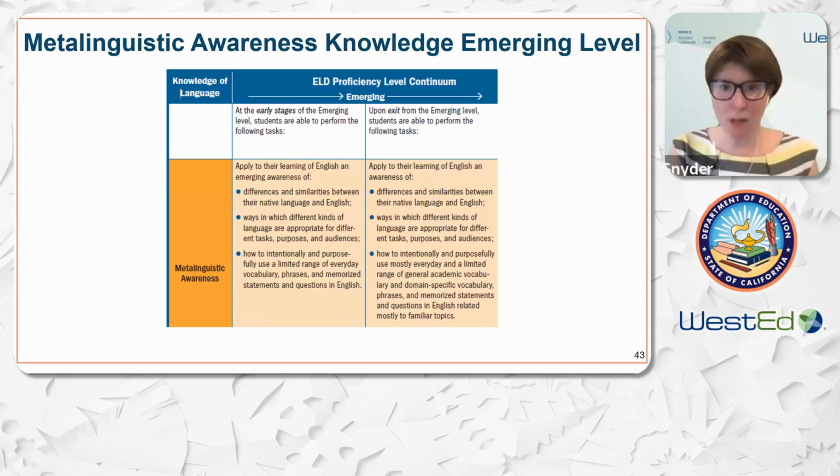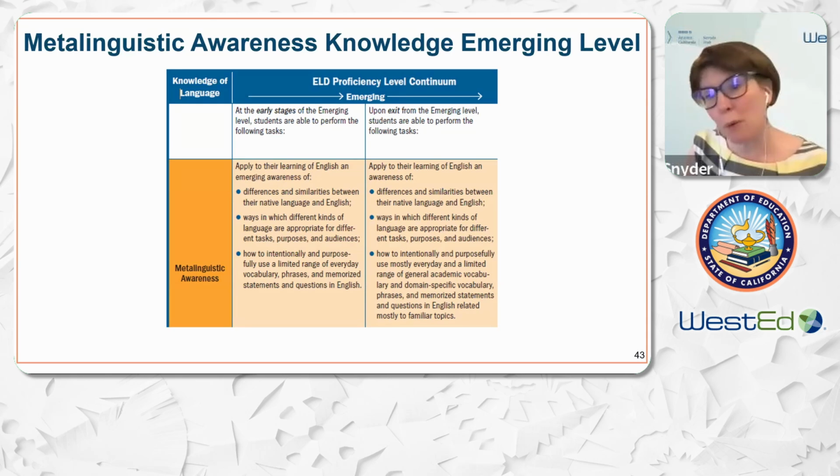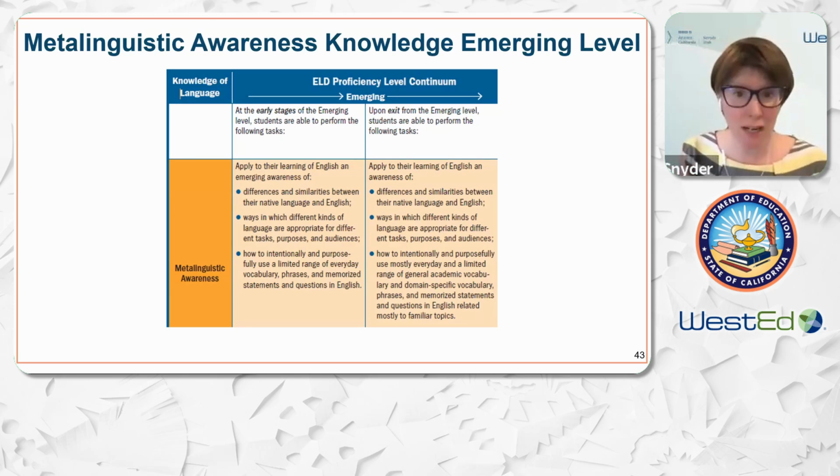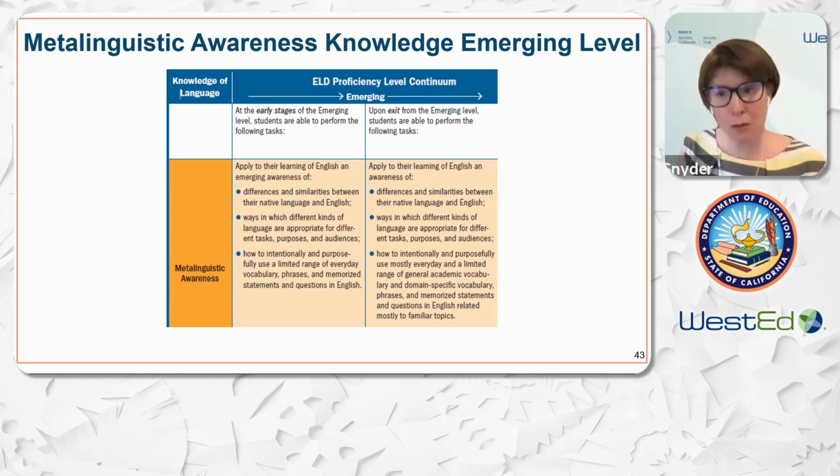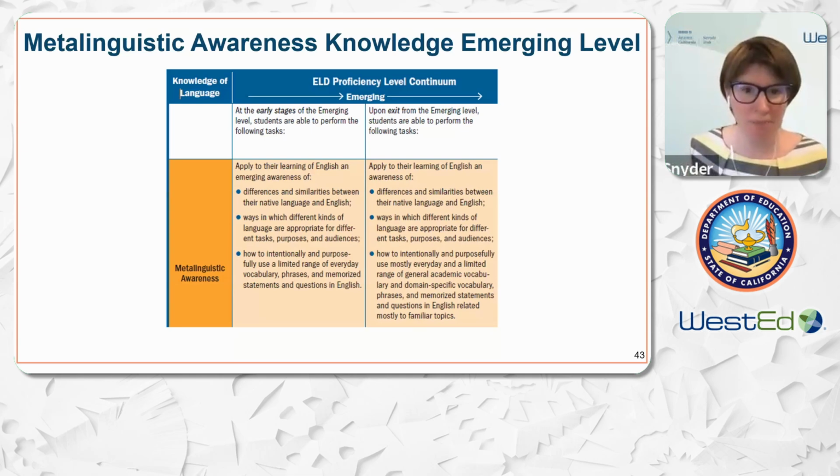Upon exit from the emerging level, EL students are able to apply to their learning of English an emerging awareness of differences and similarities between their native language and English, ways in which different kinds of language are appropriate for different tasks, purposes, and audiences, and how to intentionally and purposefully use mostly everyday and a limited range of general academic and domain-specific vocabulary, phrases, and memorized statements and questions in English related mostly to familiar topics.